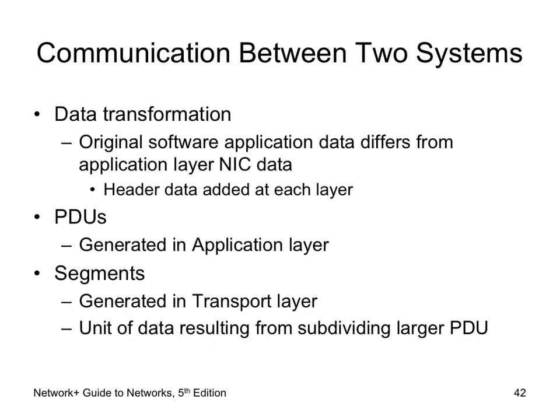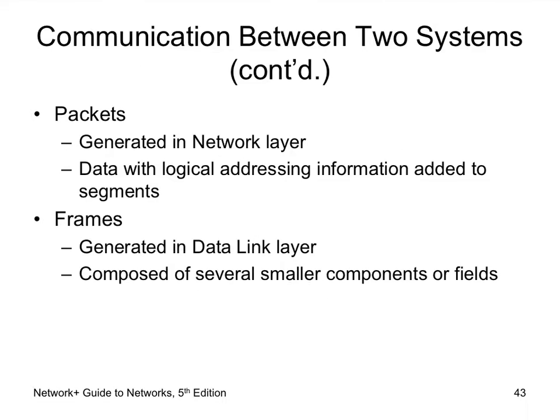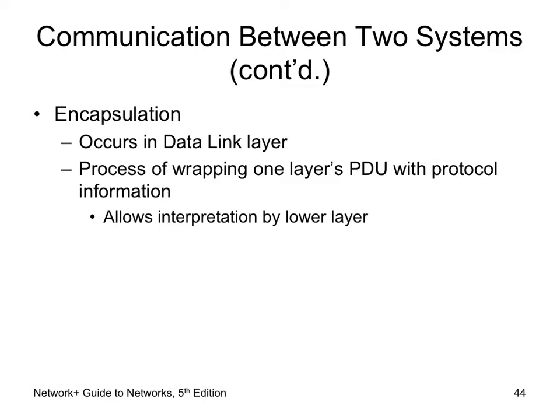Now, communication between two systems: you've got your data transformation where you've got your original information. Your original software sends your text file that you just sent tonight, which has a generated what's called a PDU from the application layer. The segment sends it out into cabooses, packages it together, puts it in the frames, sends it out, and encapsulates it.